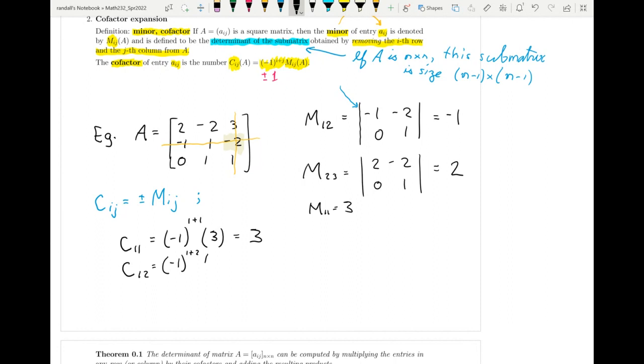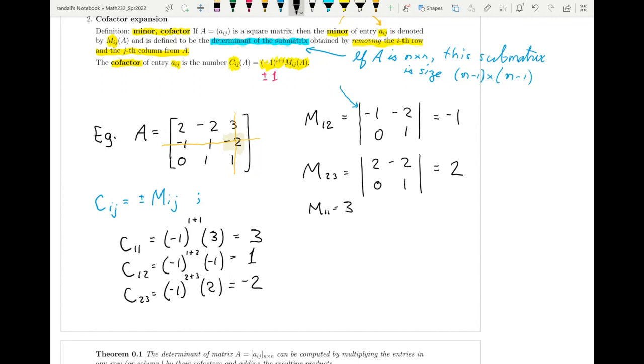Now M12, which I computed above, is minus 1. So here I get minus 1 times minus 1, I get 1. So C12 is not equal to M12 here, it's the negative of M12. C23 is going to be minus 1 to the 2 plus 3. Now that's 5, so it's again odd. So here once again, C23 is not the same as M23, it's the negative of it, so a minus 2. Okay, so that's some terminology and notation that's going to assist us in writing down the general formula for the determinant of a matrix.